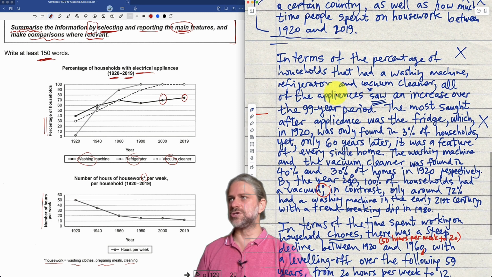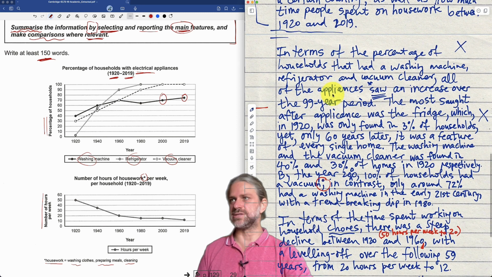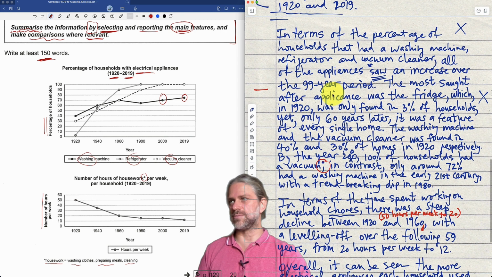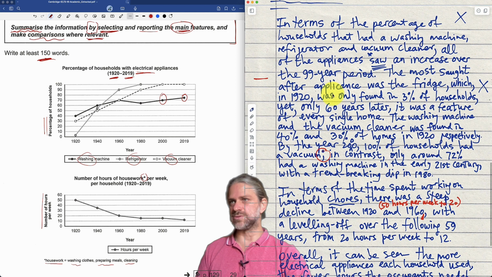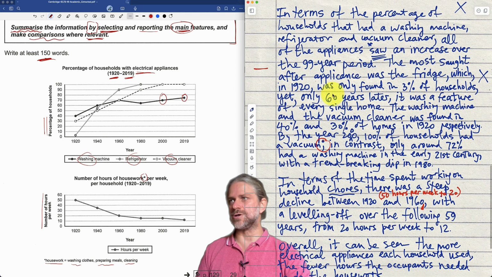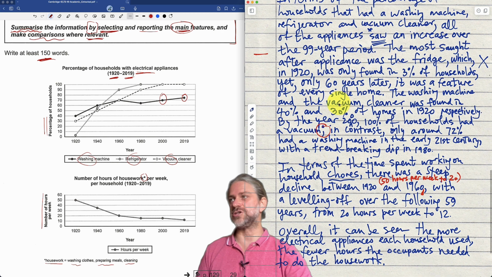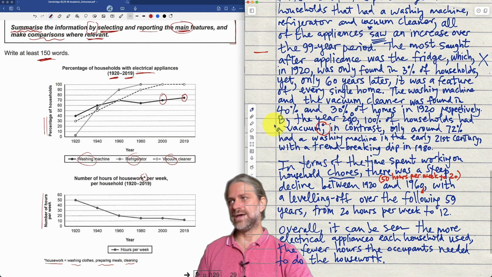In terms of the percentage of households that had a washing machine, refrigerator, and vacuum cleaner, all of the appliances saw an increase over the 99-year period. The most sought-after appliance was the fridge, which in 1920 was only found in 3% of households, yet only 60 years later it was a feature of every single home. The washing machine and the vacuum cleaner was found in 40 and 30% of homes in 1920 respectively. By the year 2000, 100% of households had a vacuum cleaner.